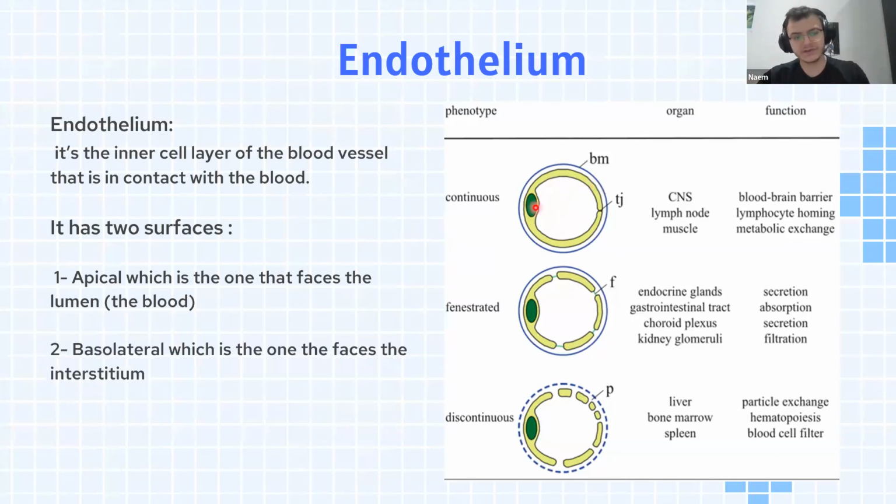The second surface is the basolateral surface. The basolateral surface is this one, the one facing the basement membrane, or the one that faces the interstitium. So basically, it shouldn't face the blood. It's the surface that cannot face the blood. Okay, is this clear? Very simple concept. Two faces, apical, basolateral. That's all you need to know. Okay, I think we shall move next.